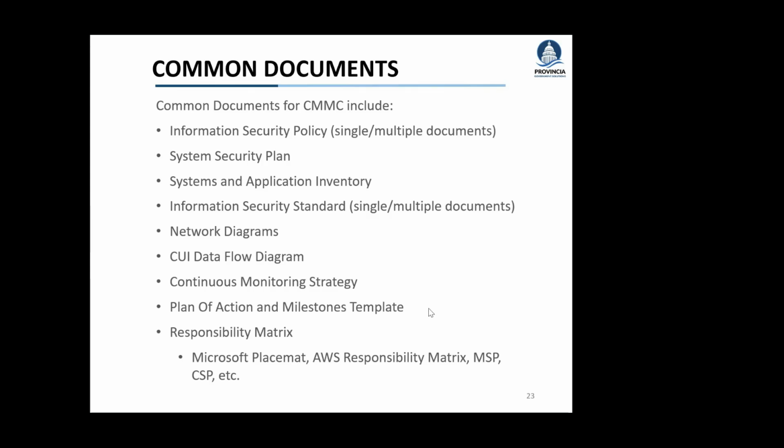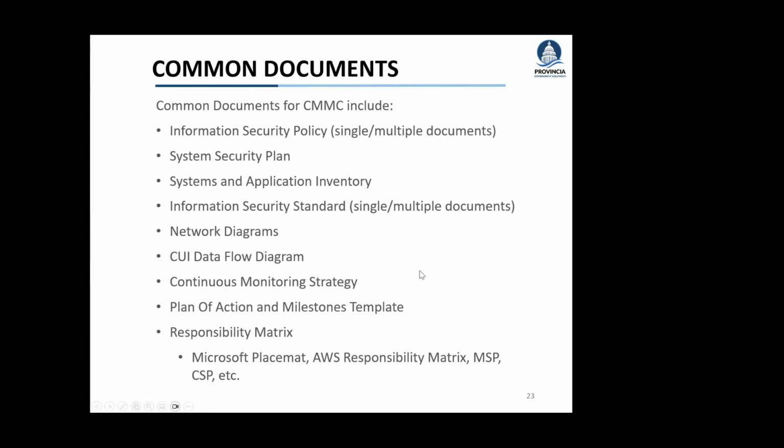If you are using Microsoft, they have a Microsoft placemat. That's their responsibility matrix for the CMMC requirements. Same thing with AWS. They also have an AWS responsibility matrix that will outline, depending upon which service you're using for AWS and Microsoft, what they have responsibility for and what's your responsibility.